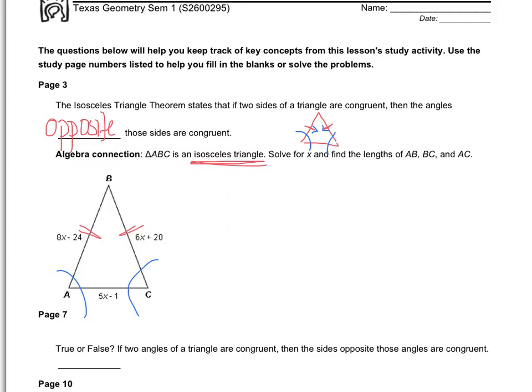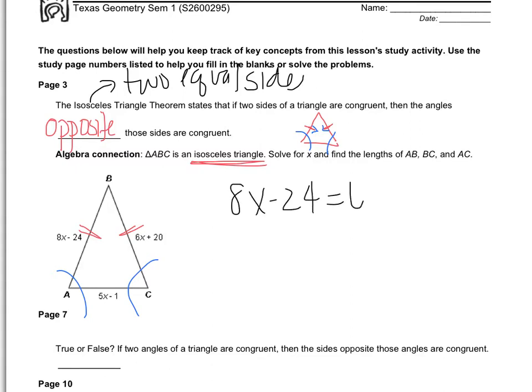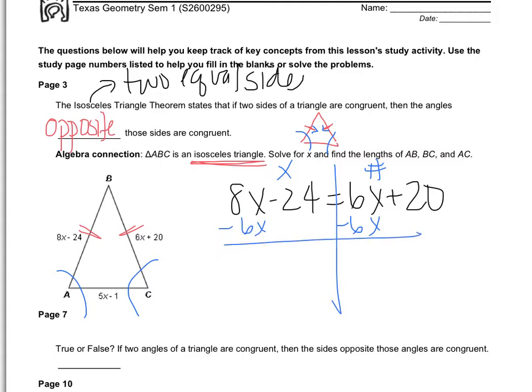Isosceles, remember, means two equal sides. Means that 8x minus 24 is equal to 6x plus 20. So I can solve for x, which means I want x's on one side, my numbers on the other. So I'm going to subtract 6x from both sides, and I get 2x minus 24 equals 20.